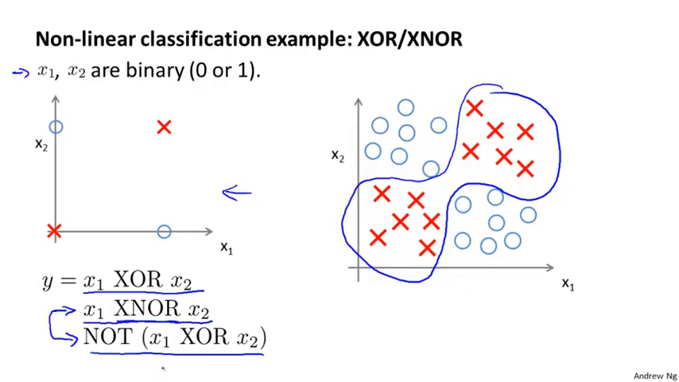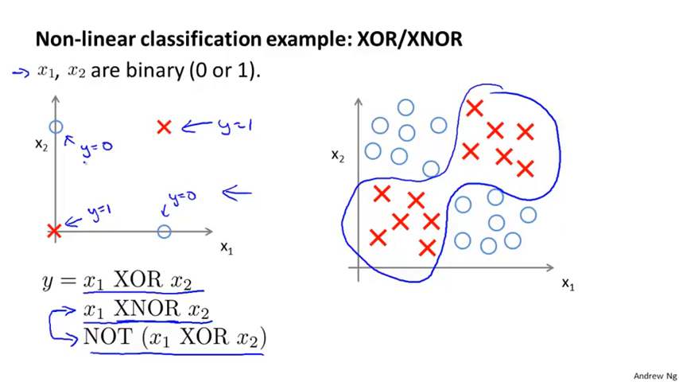It means NOT (x1 XOR x2), and so we're going to have positive examples, y equals 1, if both are true or both are false, and we're going to have y equals 0 if only one of them is true. And we want to figure out if we can get a neural network to fit this sort of training set.